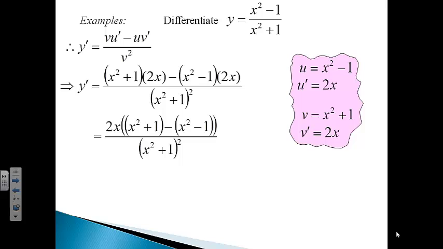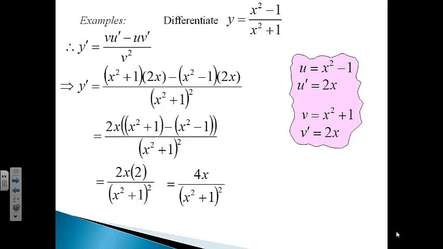Now here's what I did: I saw that they had 2x in common, so I factored out the 2x, which left me with an x squared plus 1 minus an x squared minus 1. Distribute the negative across, and the 1's cancel, and the x squareds cancel, and the 1's get added and make 2. And so then your final answer is 4x over x squared plus 1 squared.